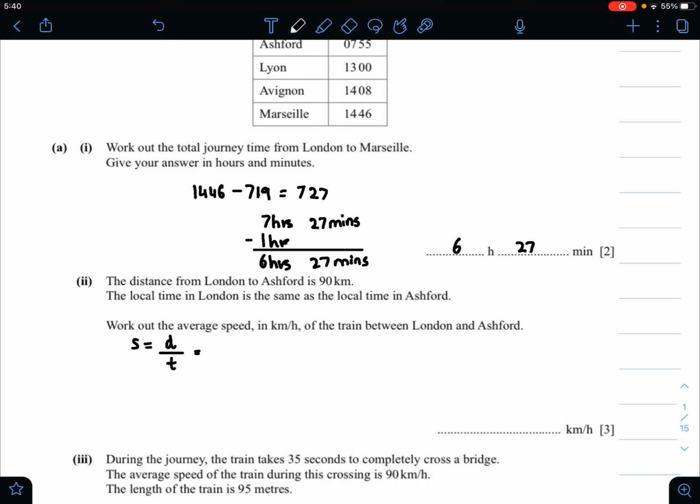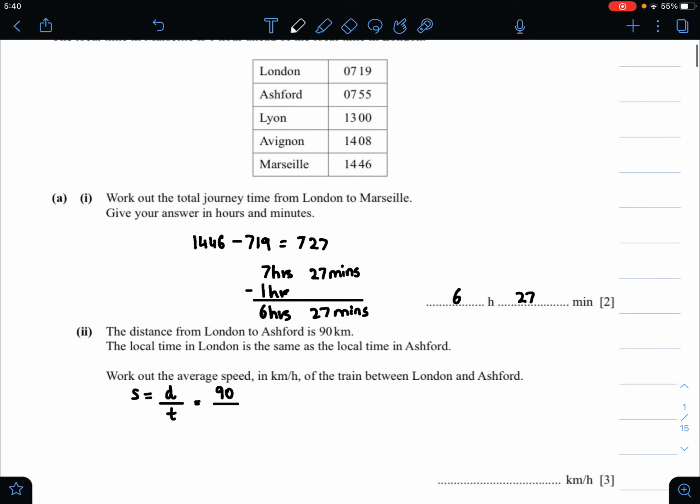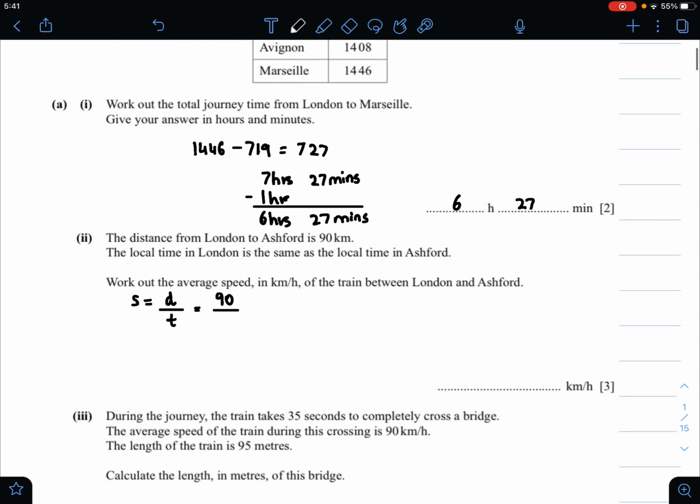Now the total distance as they've given us is 90 kilometers, and the total time would be in the table, that is from London to Ashford. So all you need to do is take the difference of 755 and 719. You'll get the answer as 36. So this 36 indicates 36 minutes, but we have to give our answer in kilometers per hour.